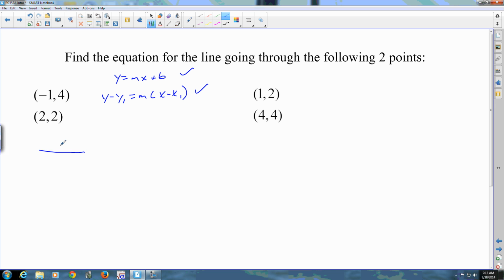So that would be 4 minus 2 over negative 1 minus 2. So that would be 2 over negative 3. I guess I'm partial to using this one, I guess because I'm lazy.